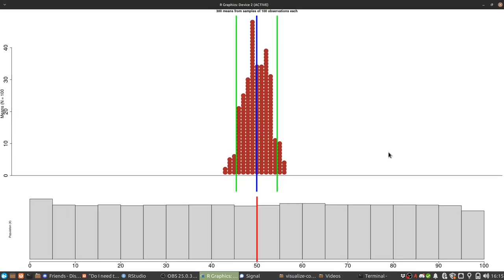Bigger sample sizes produce smaller standard deviations in this conceptual sampling distribution of means, and that makes our estimations more precise and more likely to be correct as well, more likely to be valid. So we like big samples.